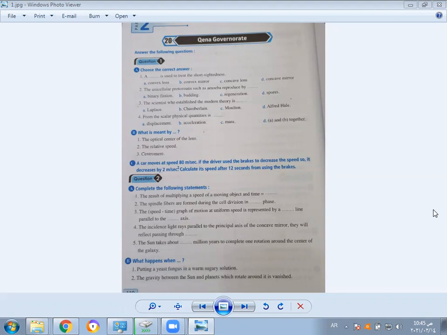Today we are going to discuss some example or some model of exam. It's Kana Governorate exam. As you see here, the first question, choose the correct answer.